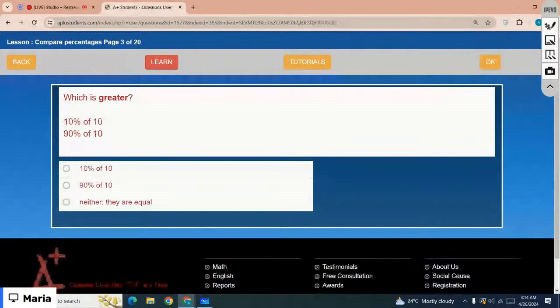Which is greater, 10% of 10 or 90% of 10? No one is asking the question I am asking. Why? I said stop chatting.